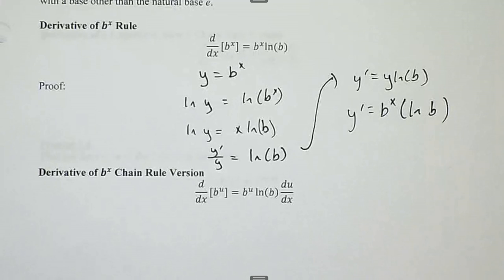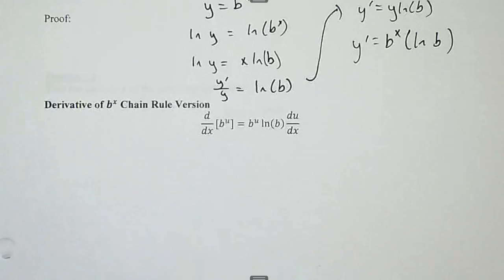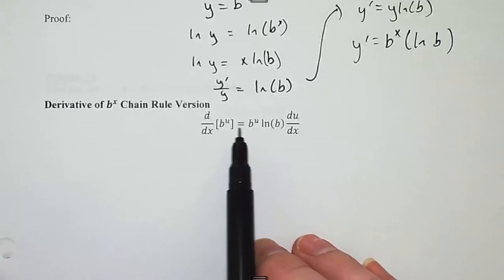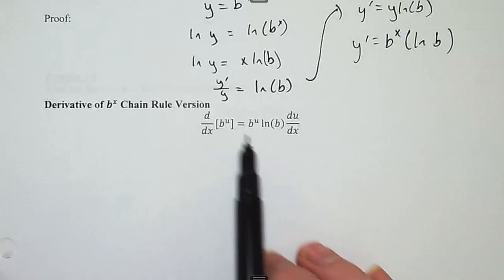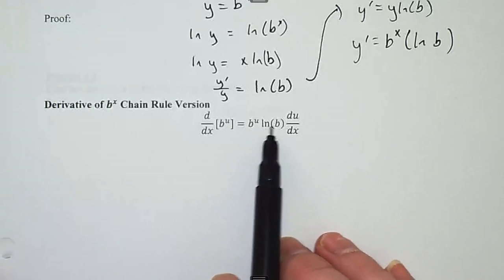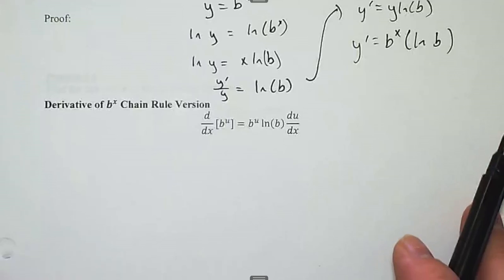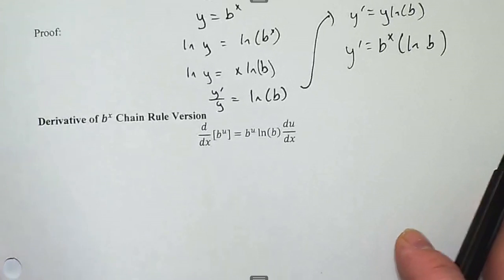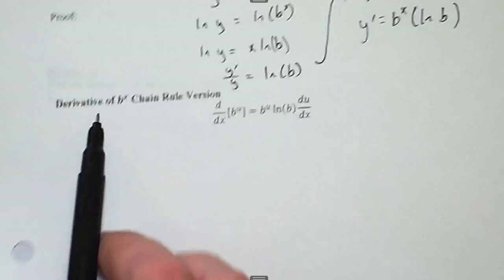Let's take a look at how we would find the derivative given a chain rule. Well, we would simply say the derivative of b to the u is b to the u natural log of b times u prime. So just simple chain rule application.